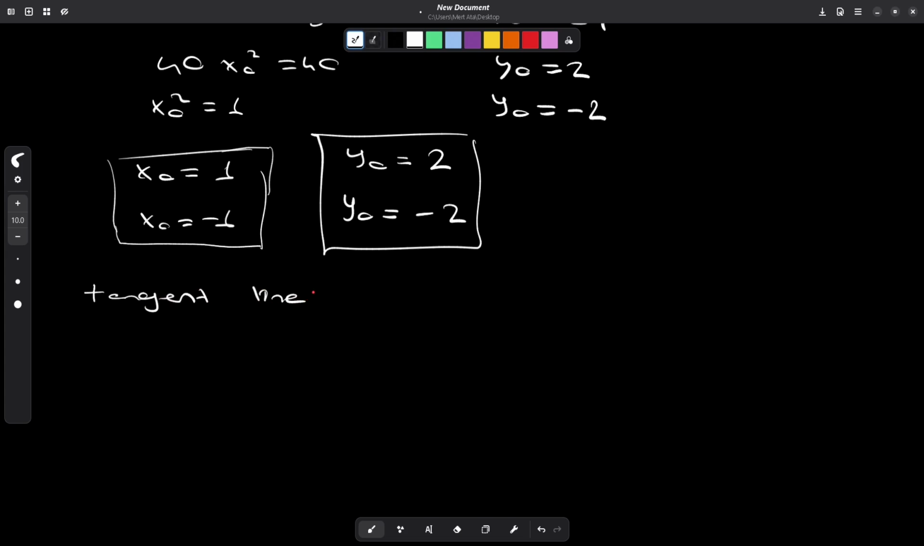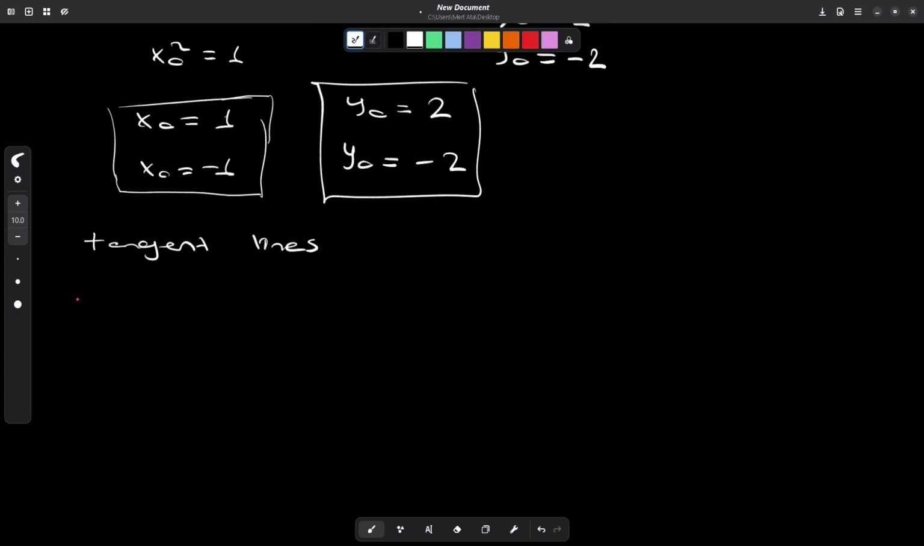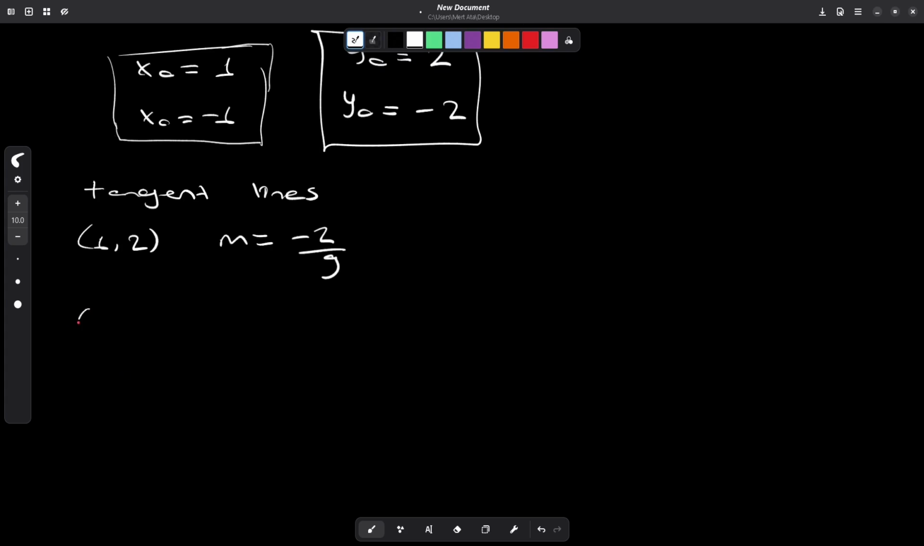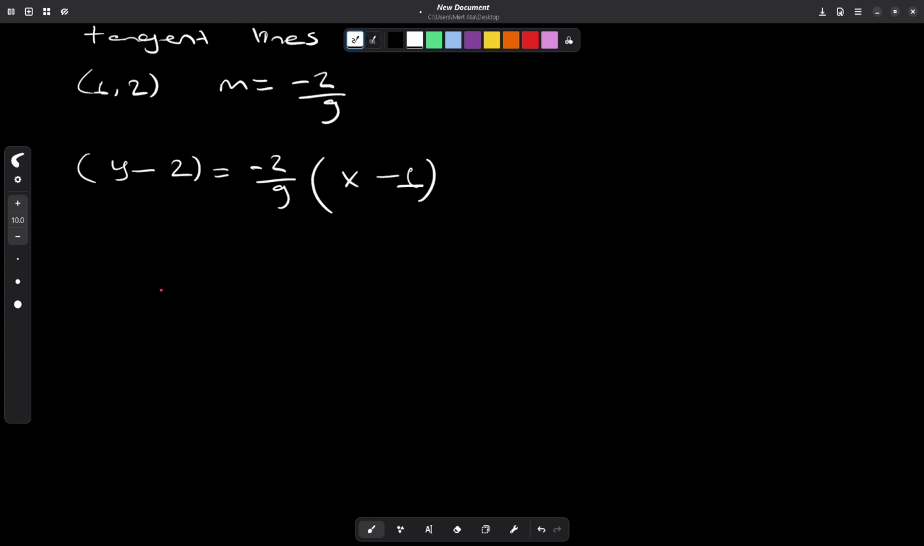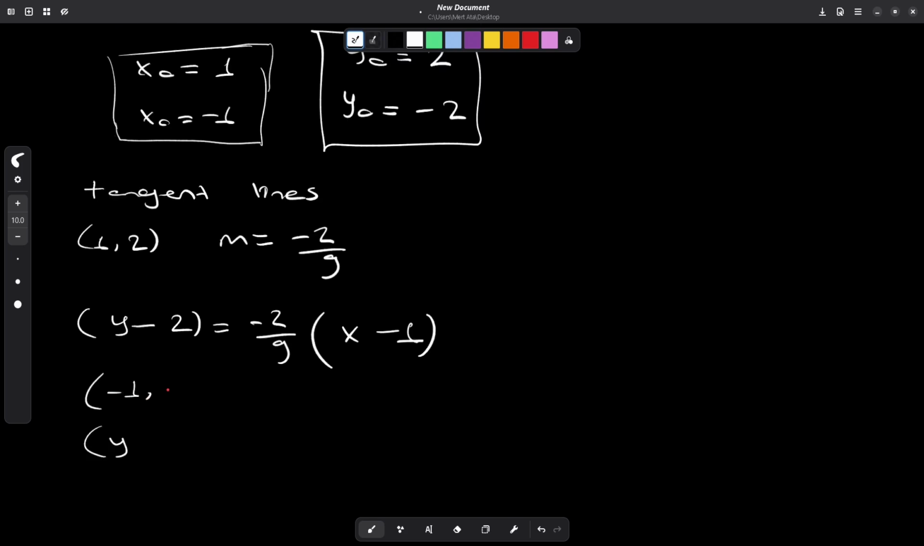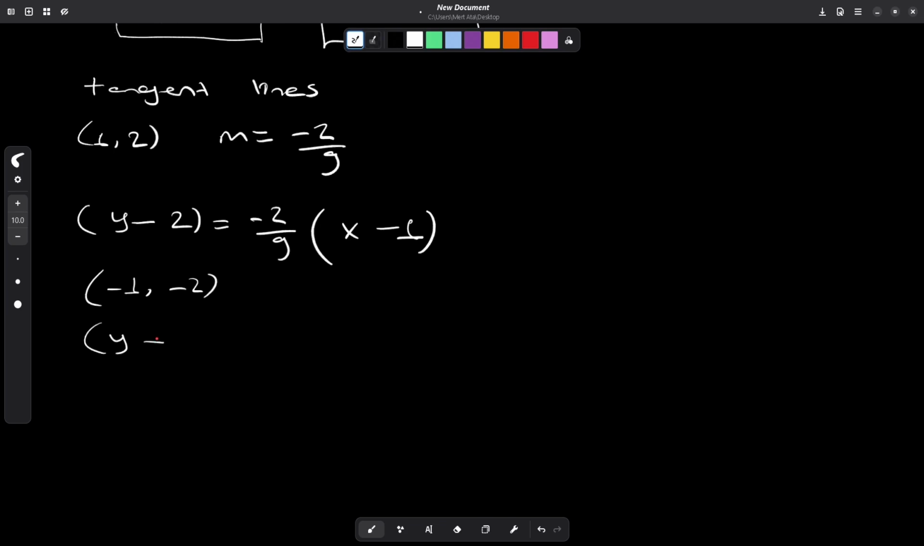Tangent lines. Let's start with the point (1, 2), and our slope is negative 2 over 9. Y minus 2 is equal to negative 2 over 9 multiplied with x minus 1. This is the first equation. Should we do the algebra? I will leave it to you. The second point is (negative 1, negative 2). Y plus 2 is equal to negative 2 over 9 multiplied with x plus 1. I will leave these equations like this. You can figure out the algebra by yourself.